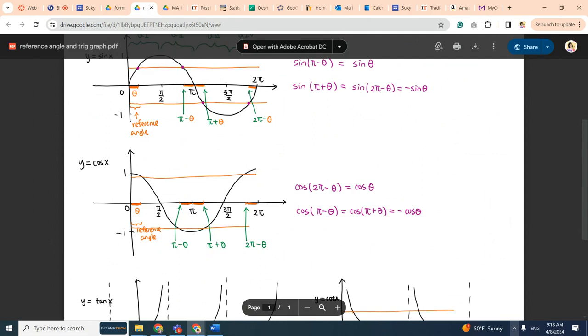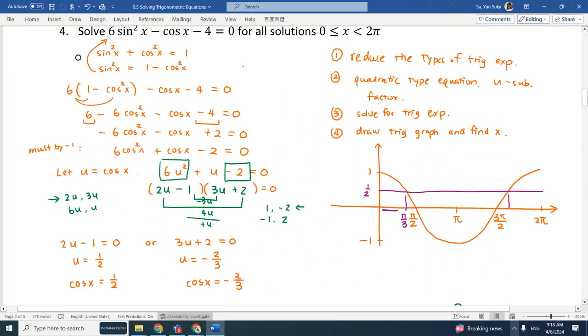And how about this one? For the positive number, the x is 2 pi minus theta. Everybody remember the graph now? Look at ours. This guy is pi over 3, which means this length is also pi over 3. It's the same reference angle. Therefore, this angle is going to be 2 pi minus pi over 3.